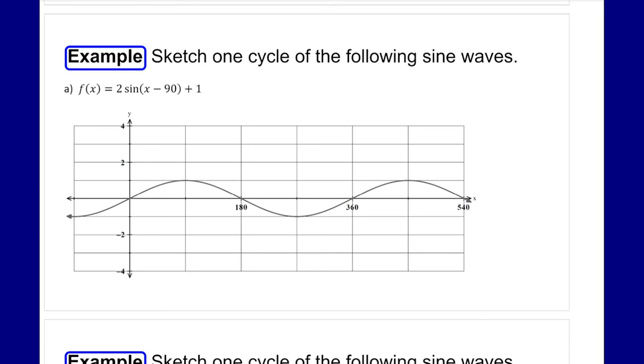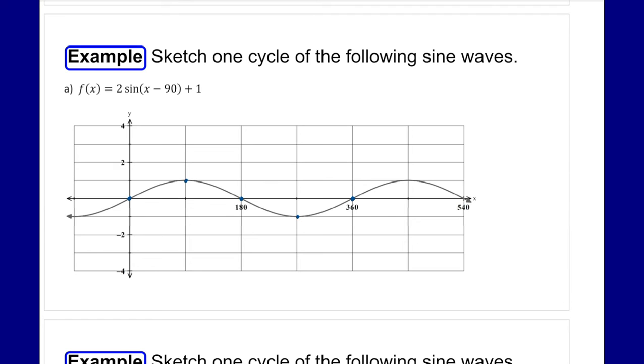Lastly, now we're going to sketch one cycle of the following sine waves. In this case, f of x equals 2 sine of x minus 90 plus 1. So I have my original sine wave in here just as a reference, because sometimes it's helpful to draw the original and then make all the changes. So we know we have an amplitude of 2. I'm not going to worry too much about that.